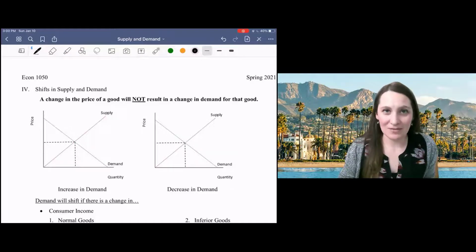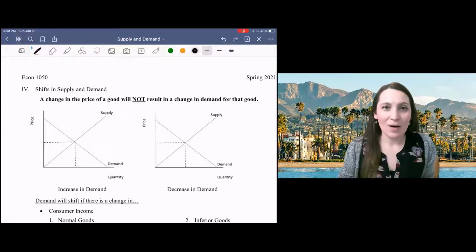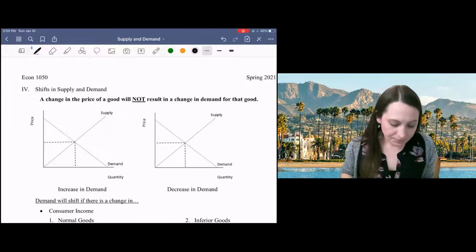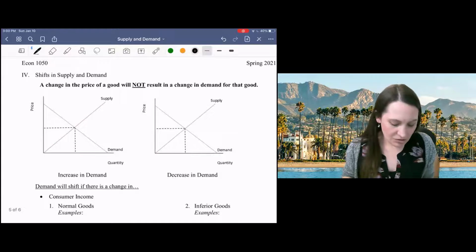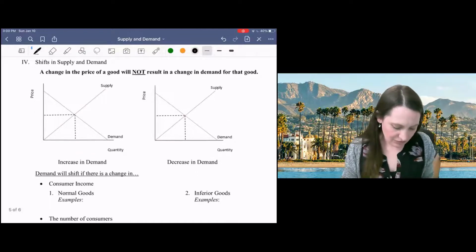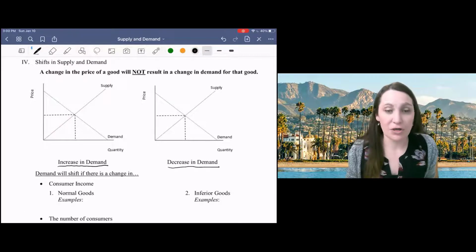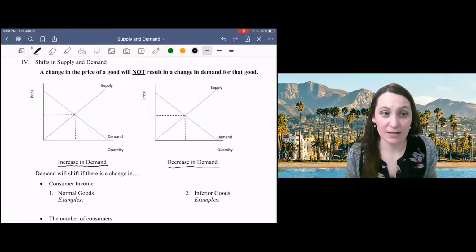Now that we've built the model of supply and demand, I'm going to start talking about some comparative statics. What happens if demand shifts or supply shifts? So we're going to start with demand. And here we have a graph where we will just show the impact of an increase in demand and one where we will show a decrease in demand. Then we'll talk about factors that could cause shifts in demand.